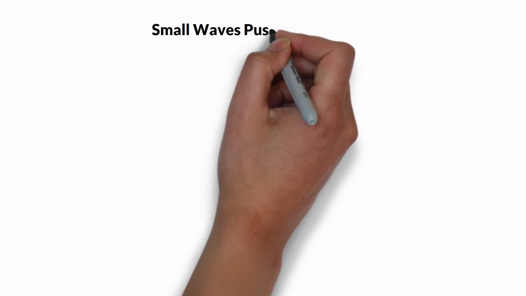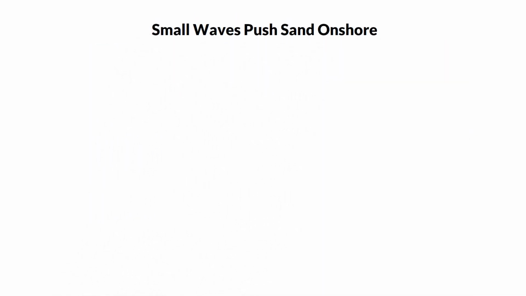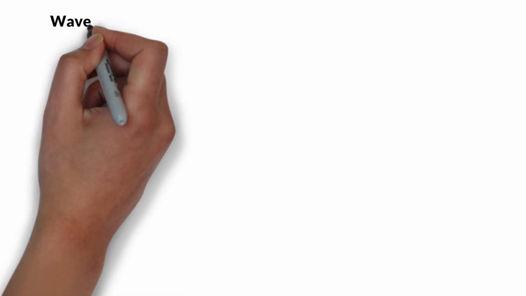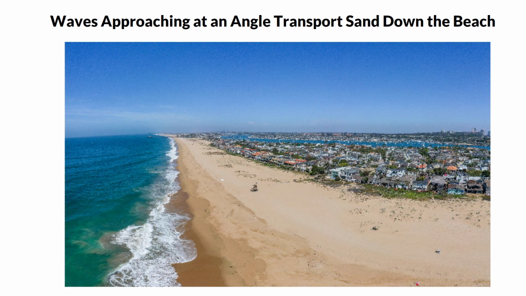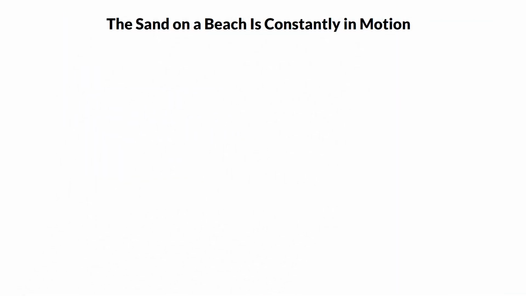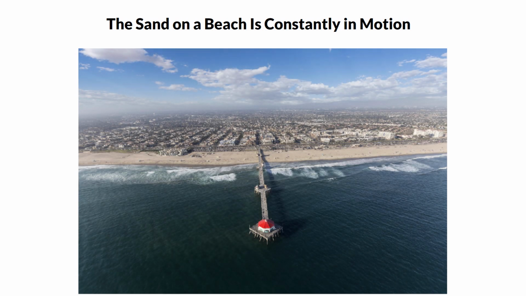Low-energy waves, the smaller ones, push more sand forward than backward. They build up sand on the beach face. If waves approach at an angle, they create a longshore current. The longshore current moves sediments along the beach, opposite the direction of incoming waves. Waves drive the movement of sediments along the beach, which is why the shoreline changes every time you visit.